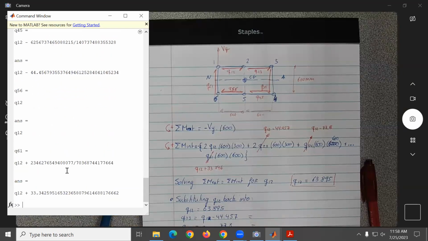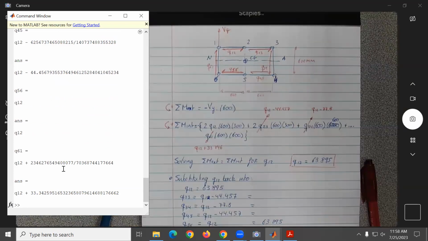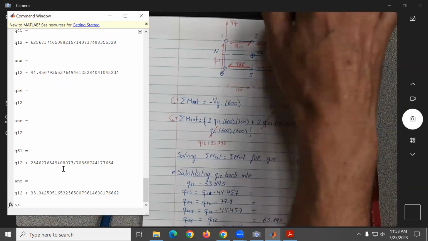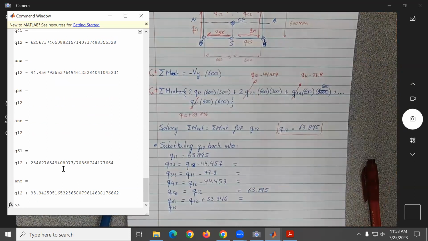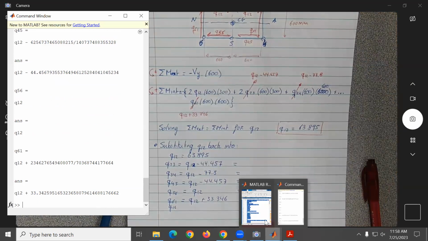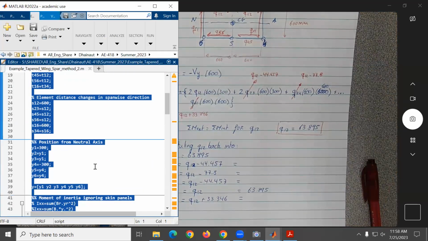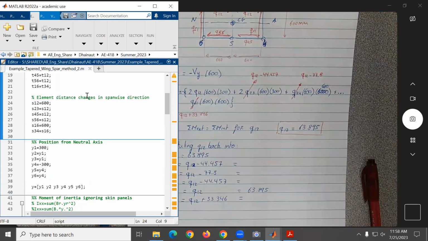Q23 will be equal to what? Move it up. Yeah, sorry for that. Then I probably need to run the values. Let me go back to the code. Then I can run everything. So F5, and that should give now the final values.